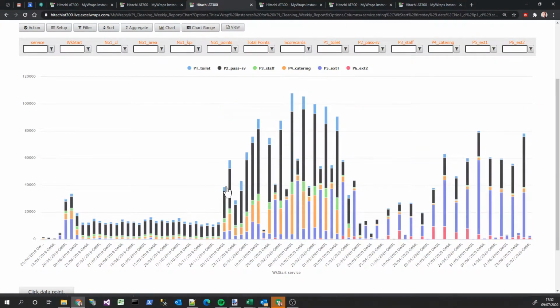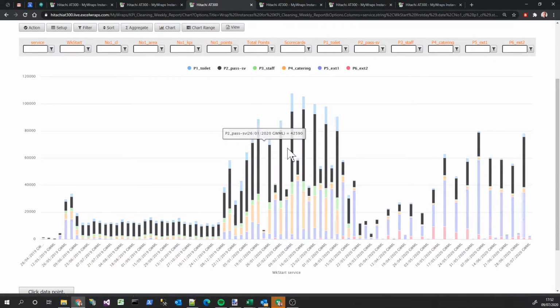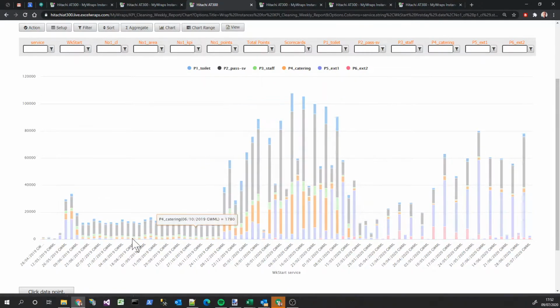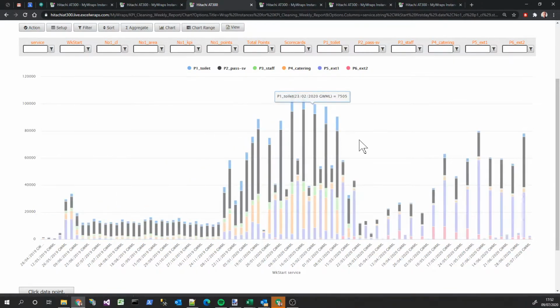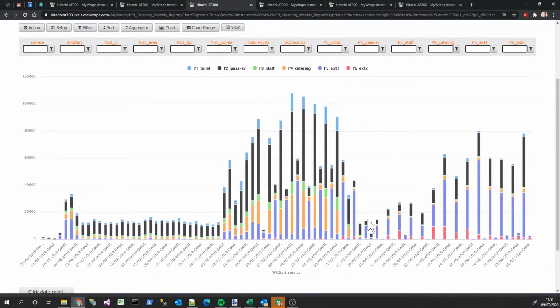There's probably more trains come into the regime than there was in earlier days. So peaks can be explained by that. Sudden drop-offs can be explained by things like COVID-19. That's the effect of COVID-19 there, and we're recovering from that slightly.